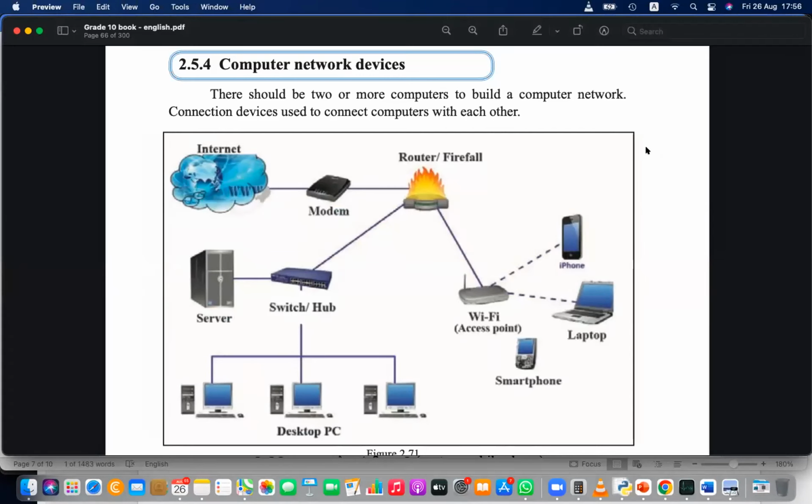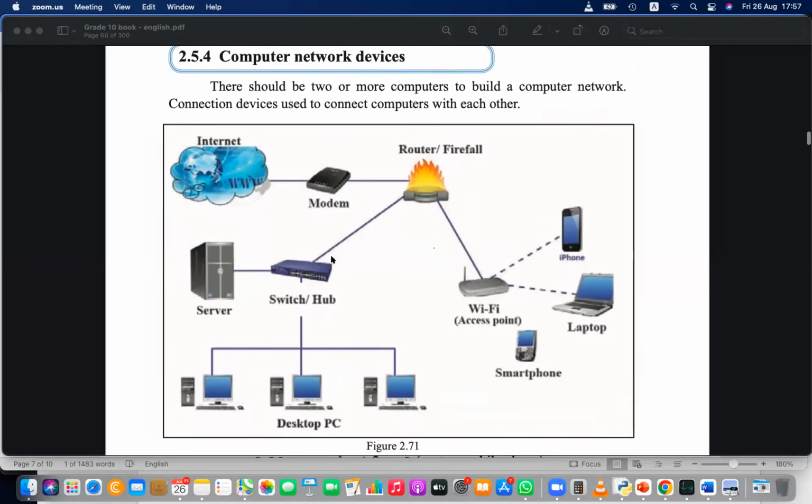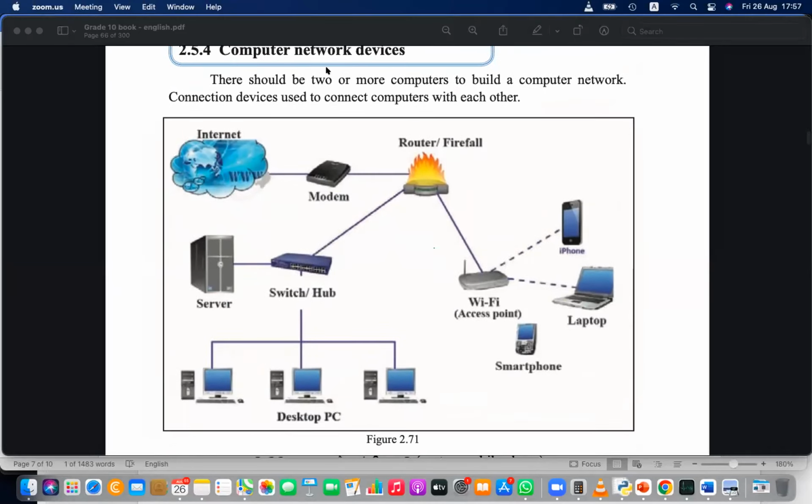Okay, one of the main things is, let's see a network. This is a network image given in figure 2.71, I guess. Yeah, 2.71. But some devices are not visible here. In server, I'm just marking this using a circle. In server, it's not visible. Let's use red color. In server, in this computer, in this computer, in this computer.